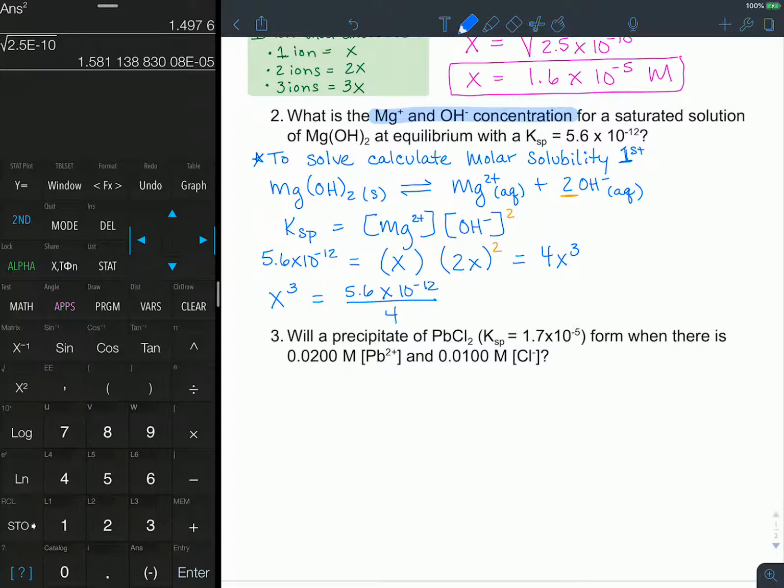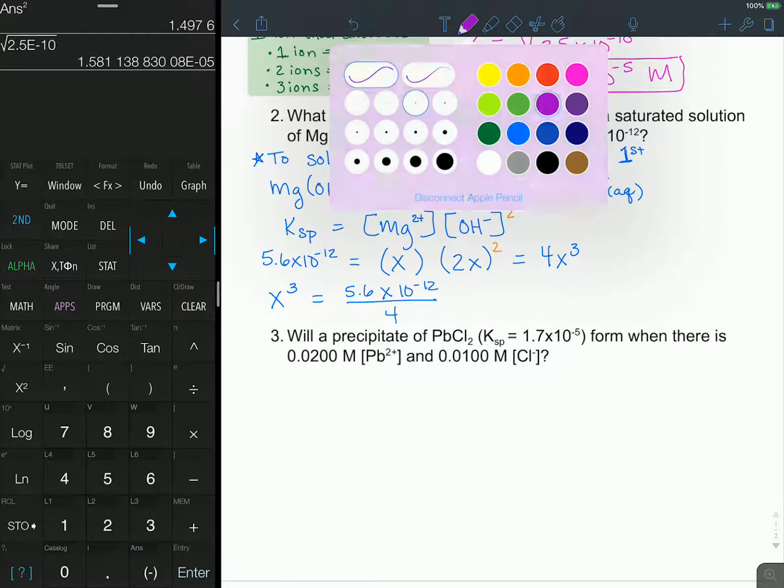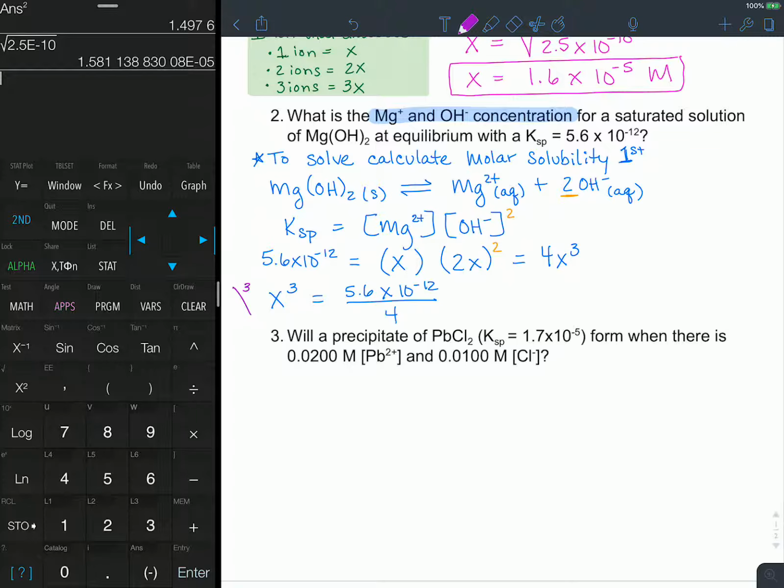And in order to get X by itself, we're going to have to take the cubed root of each side. So why don't we go ahead and do that? So I'm going to take the cubed root of both sides. And so X is going to be equal to the cubed root of this here. So let's plug that in. So we're going to do 5.6 times 10 to the negative 12th. We're going to divide that by 4, and I hit enter, and that's what I get for inside there.